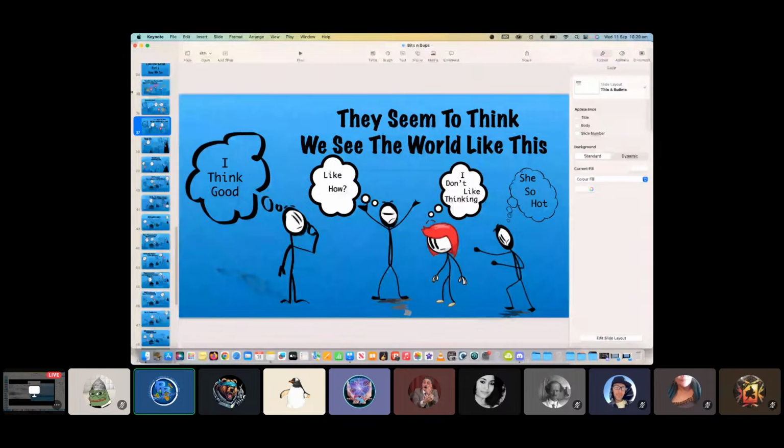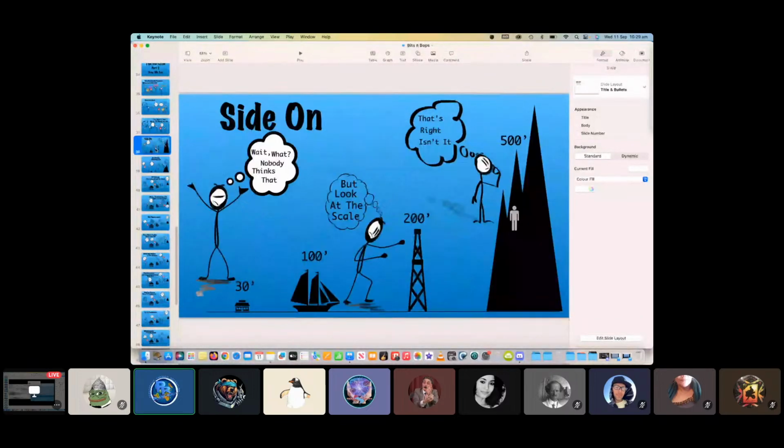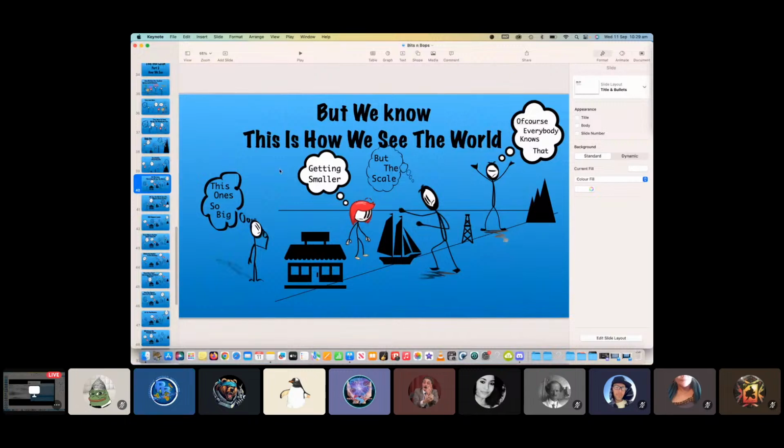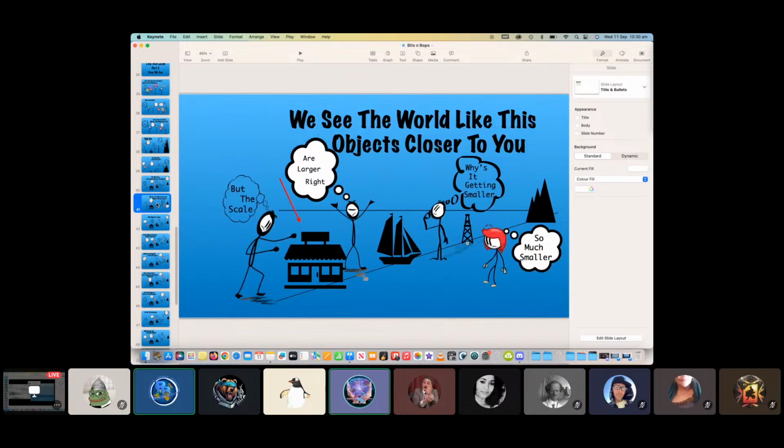Yeah, fair enough. It's like where I was doing one where they seem to think that we see the world like this, side on. You have all these things. Dude, this is what orthographic life should look like. A cartoon. Yeah, that's a good point. That's a good graphic. But really, this is how we see the world. But the scale. Oh, God. But the scale. It's so much smaller.